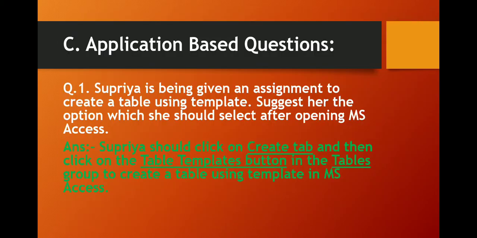Now we will do section number C, application based questions. Question 1: Supriya is given an assignment to create a table using template. Suggest her the option which she should select after opening MS Access. Means when she opens MS Access, which option will she select to create a table using template.